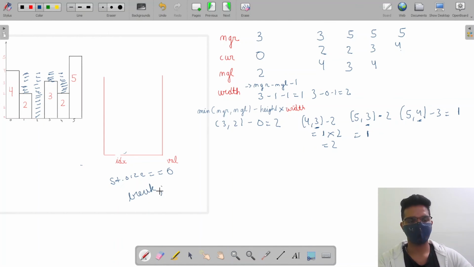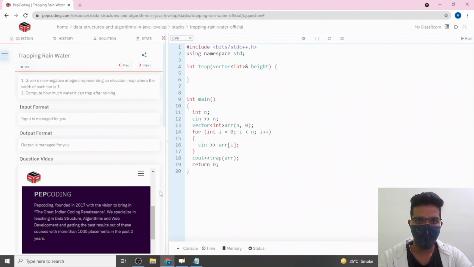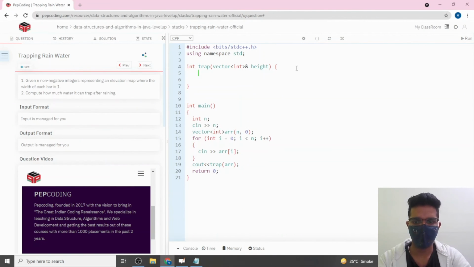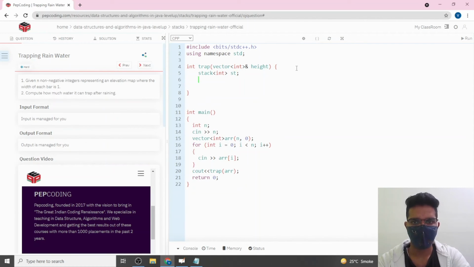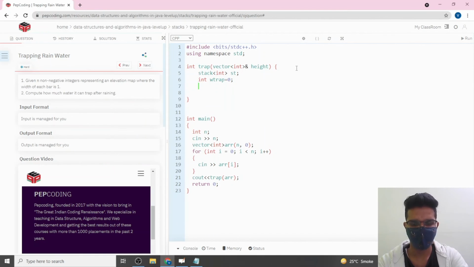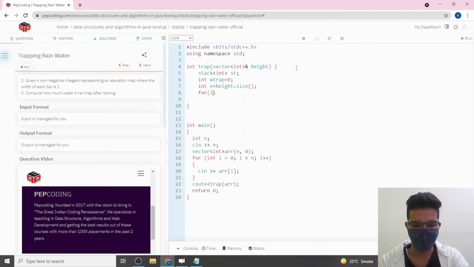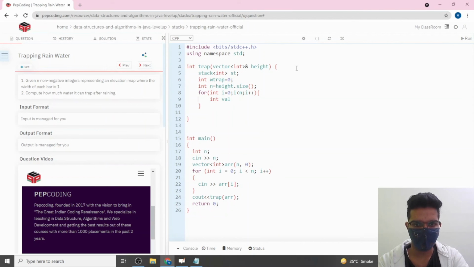Now let's code it. Okay. So first, let's create a stack, int st. So let's create a variable water trap that is initially 0. Perfect. So int n equal to height dot size. Now let's traverse the whole array for int i equal to 0, i is less than n, i plus plus. Now let's extract the value. Int value equal to height i.